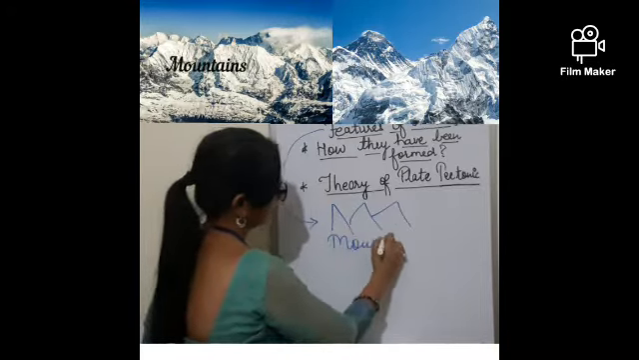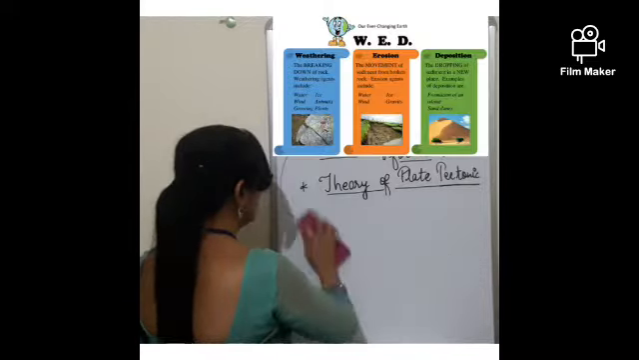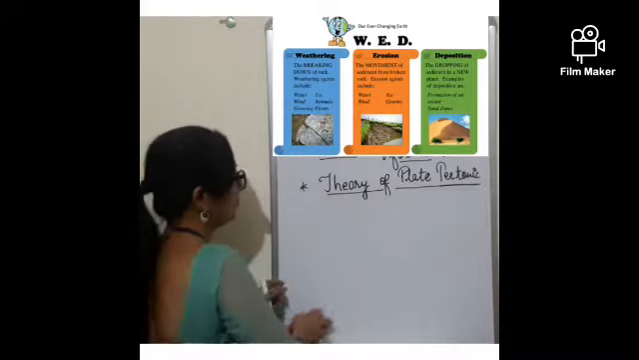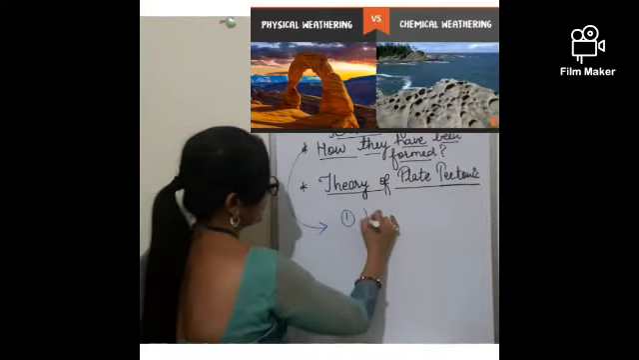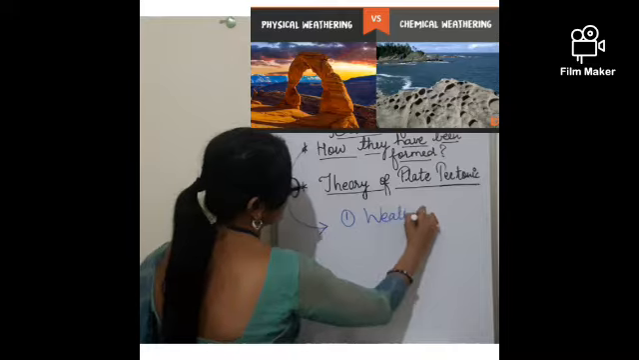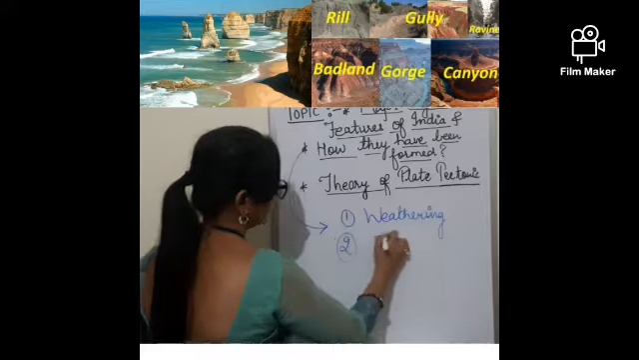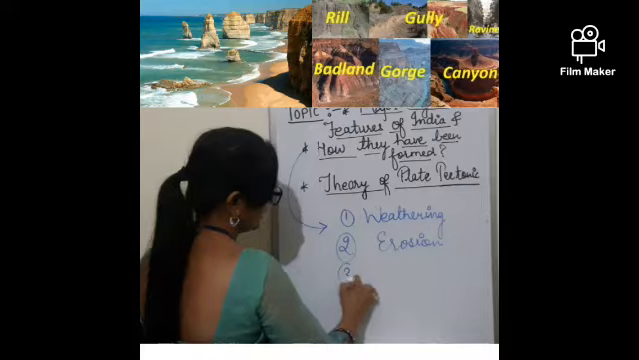Now next comes how they have been formed. These physical features used to form from different geographical processes, and these processes are categorized again into 3 parts. Let us see what are those processes due to which these physical features used to form. Number 1 is weathering. Next is erosion. And third important factor is deposition.